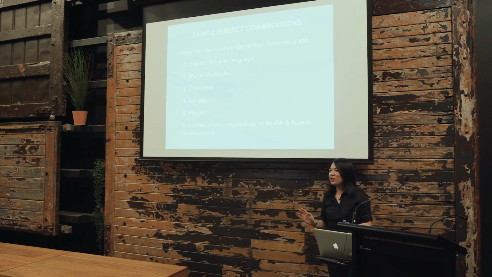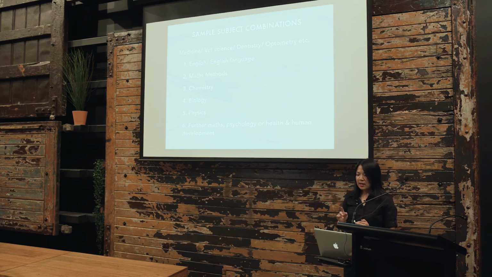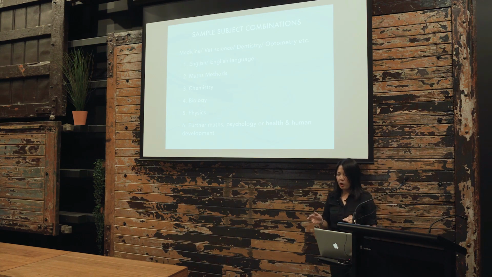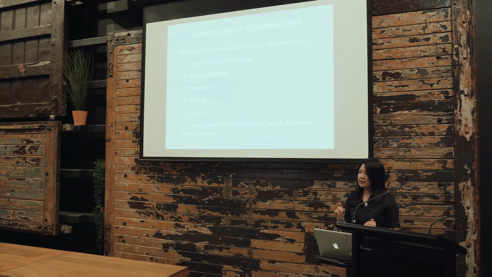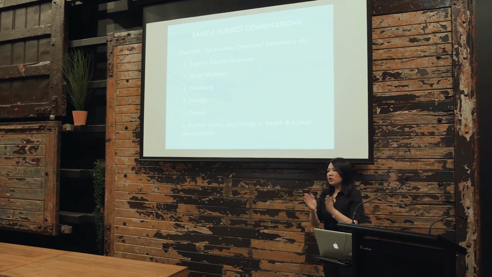So here are some sample subject combinations, for a whole bunch of different degrees. So medicine, vet science, dentistry, optometry. You would choose either English or English language, maths methods, chemistry, biology, physics, and either further maths, psychology, health or human development. The reason why you should do all 3 sciences if you're doing one of the health sciences is because after your initial biomedicine or science degree, to gain entry into one of these courses, you need to sit the GAMSAT, which will test you on all of those.